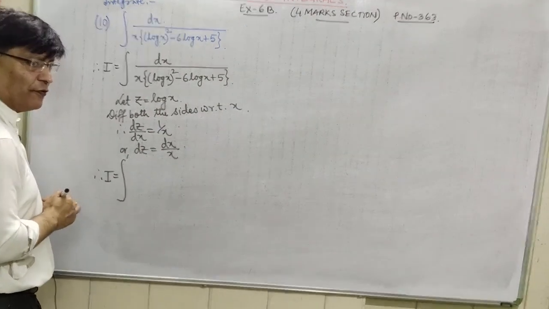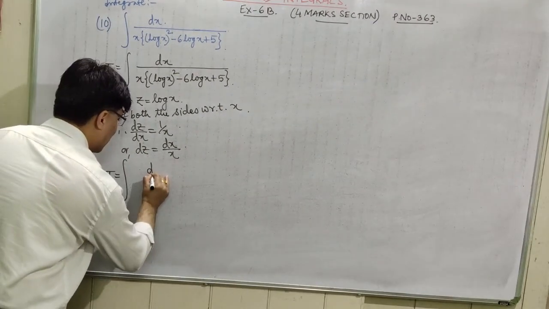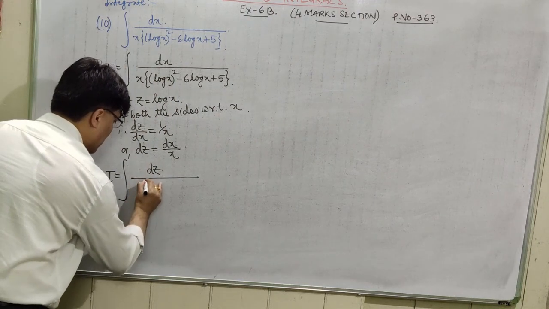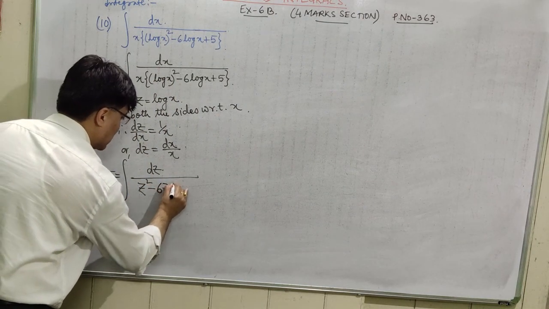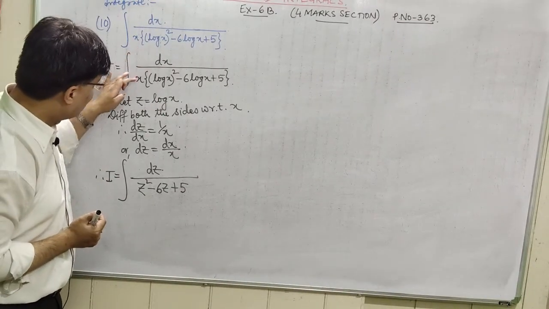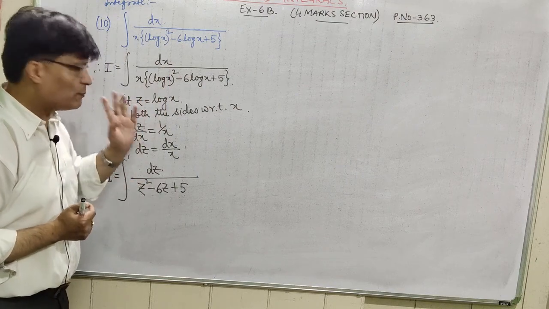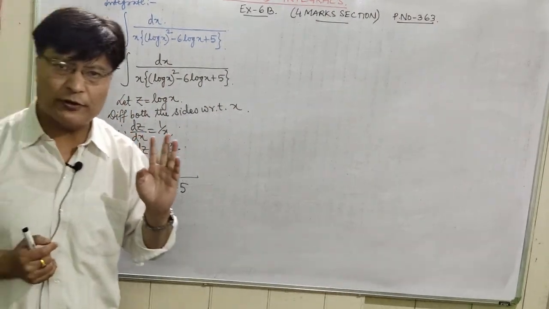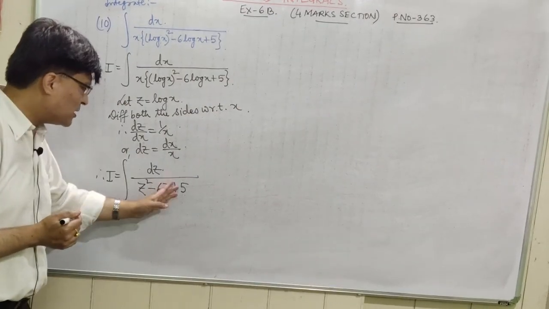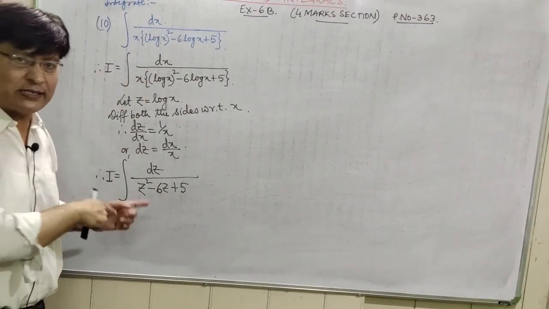So I is equal to integration of, that is dx upon x is dz, right? So we can write here dz divided by, so it is z square minus 6z plus 5. So in this case, dx upon x is dz. Log x whole square is z square minus 6z plus 5. Is that clear to all of you? So I think you have understood it. Okay. So now this z square minus 6z plus 5 is there. There is quadratic expression in the denominator. But you can factorize it, isn't it?